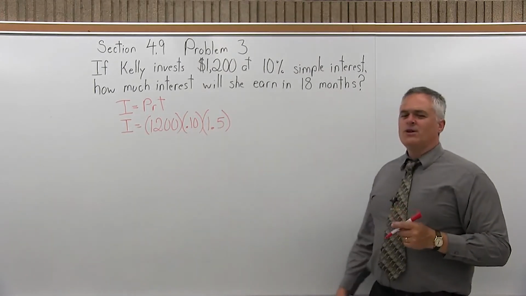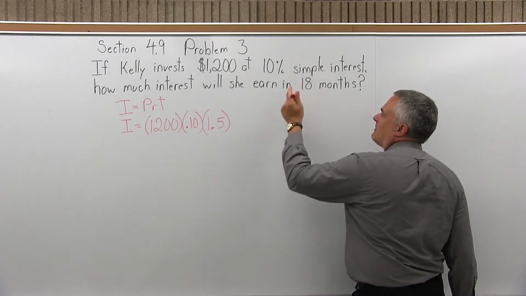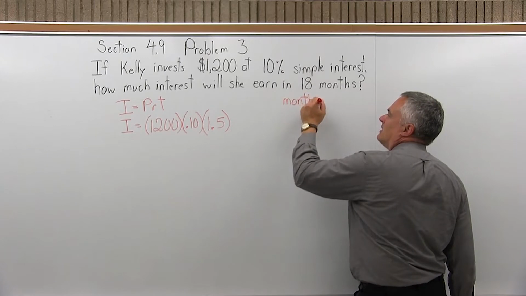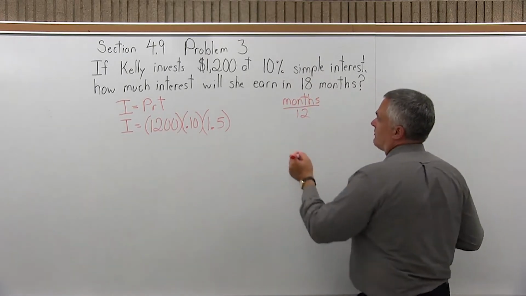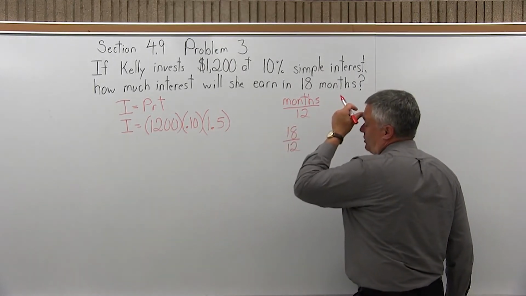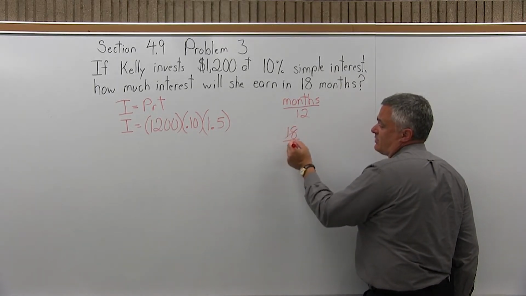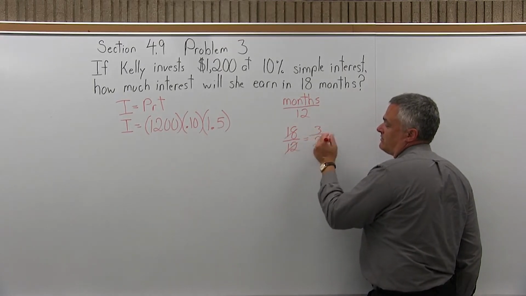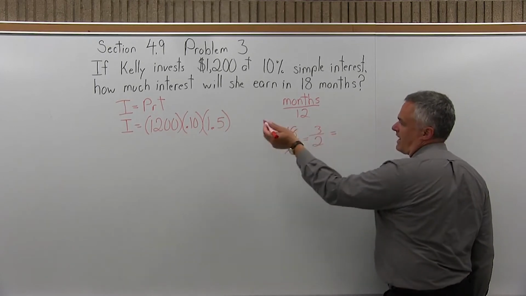Now, if you don't happen to know that, how would you get it? When they give you the time in months, what you want to do is number of months divided by 12, because there are 12 months in the year. So number of months is 18, so we have 18 divided by 12. You can do that as a fraction, and I can see that 6 divides into both evenly. 6 divides into 18 three times, and into 12 twice. 3 halves can be written as 1.5 for the formula.